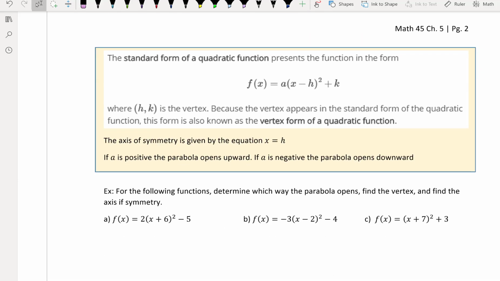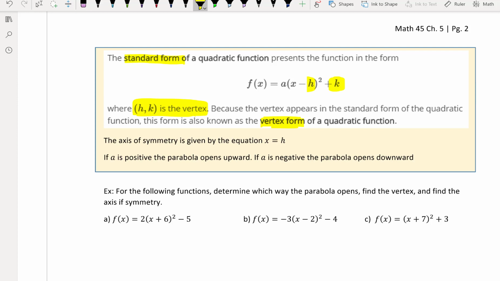Now we're going to go into the general form, the standard form of the quadratic function. The standard form, or better yet, I like to call it the vertex form, because the vertex is actually given to you. And the vertex is a very special ordered pair, and that's (h, k). So here's my h, and here's my k.